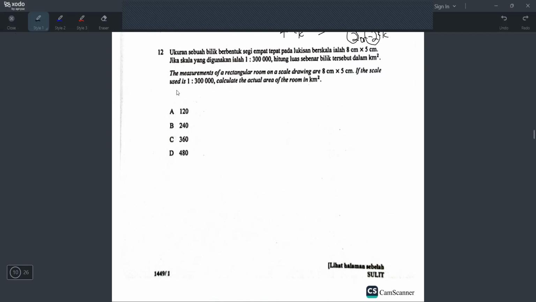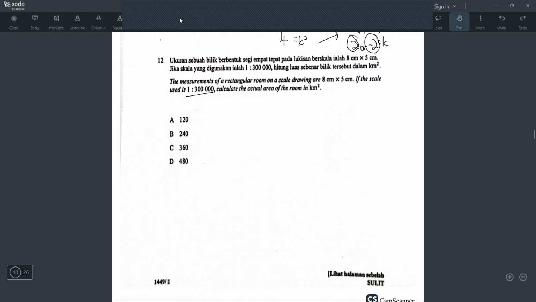Number 12, your scale drawing again. Wow, how many scale drawing questions does this paper have? So many, a lot. This is the third scale drawing question already. Okay, let's read. The measurements of a rectangular room on a scale drawing are 8 cm, 5 cm.